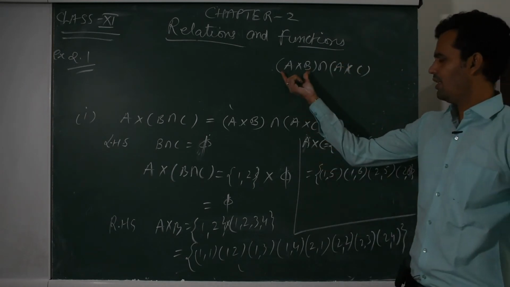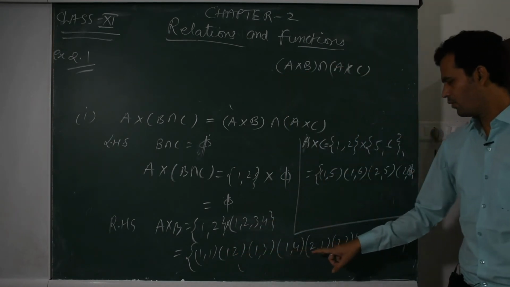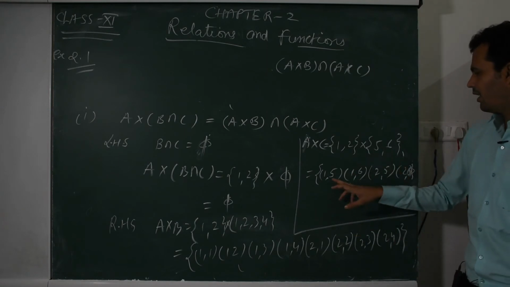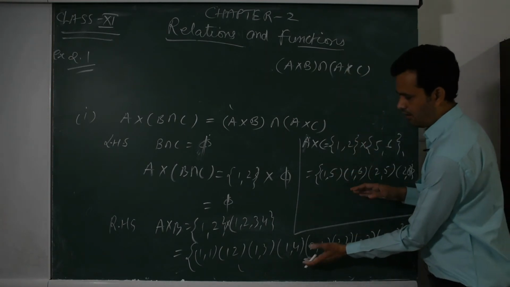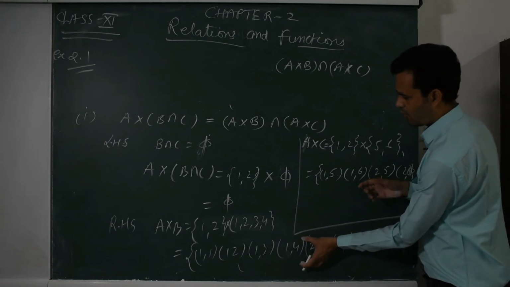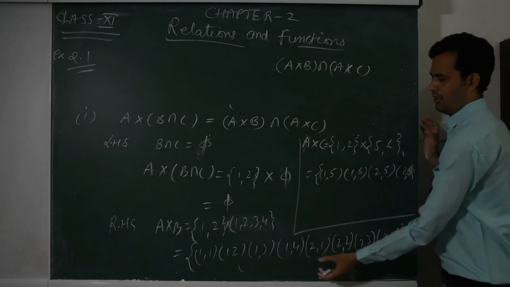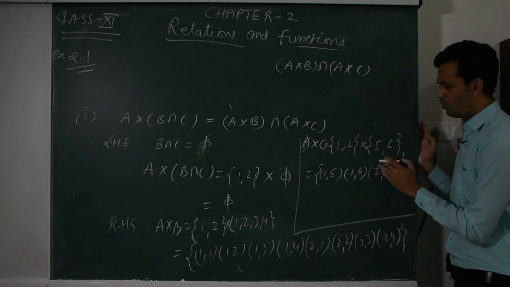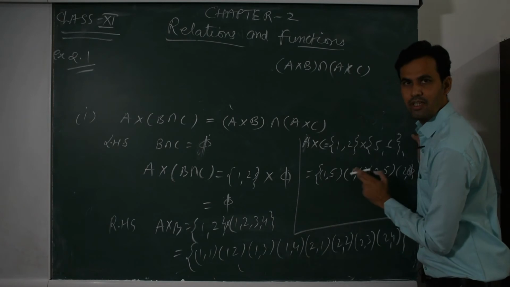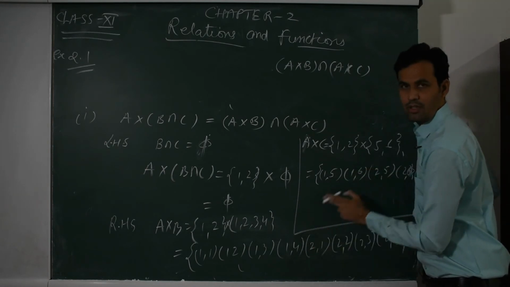So the value of A cross B is (1,1), (1,2), (1,3), (1,4), (2,1), (2,2), (2,3), (2,4), and the value of A cross C is (1,5), (1,6), (2,5), (2,6). So there is no common element in A cross B and A cross C. You saw that these are 8 ordered pairs and these 4 ordered pairs. No ordered pair is common in these two, A cross B and A cross C.